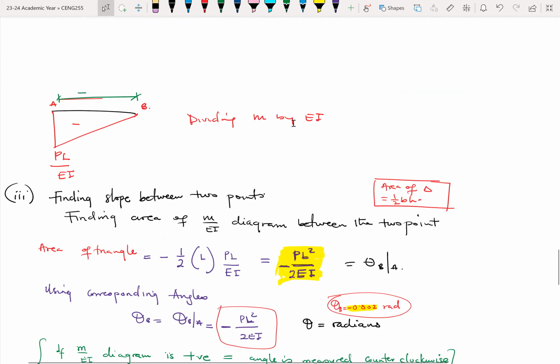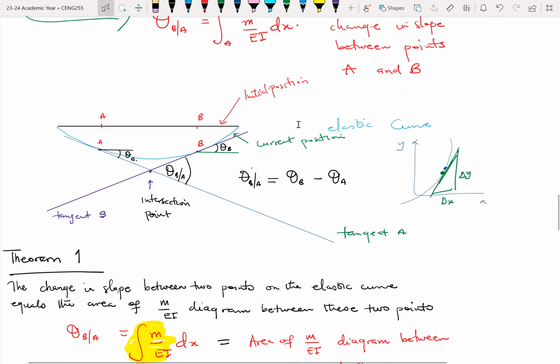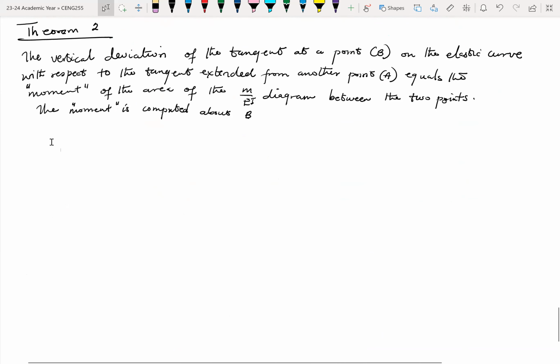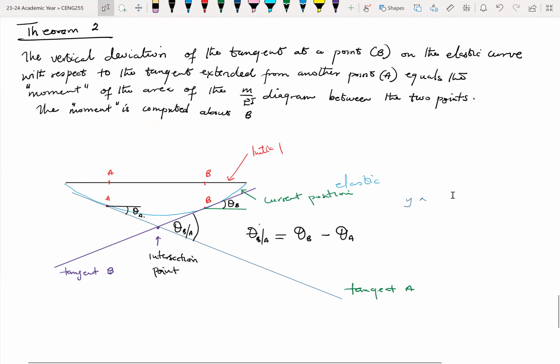Let me just go back and copy this here. Let me get as much as I can from this diagram. Okay, so we have this initial position, and all of the information from previously is the same over here. So let's look at what the theorem means.